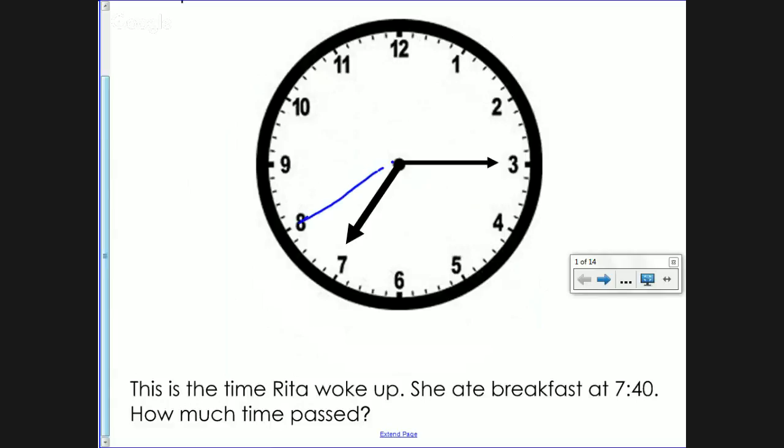So I'm going to draw on 7:40 because if this is 7:15, 7:20, 7:25, 7:30, 7:35, 7:40. And we're determining how much time has passed between 7:15 and 7:40. So we're going to count by fives, starting at the first number past where the hand is. So 5, 10, 15, 20, 25 minutes has passed by.